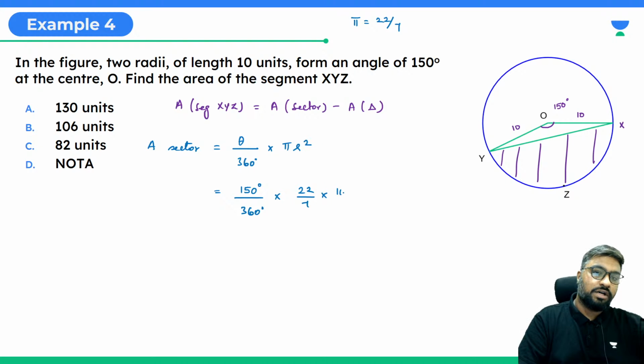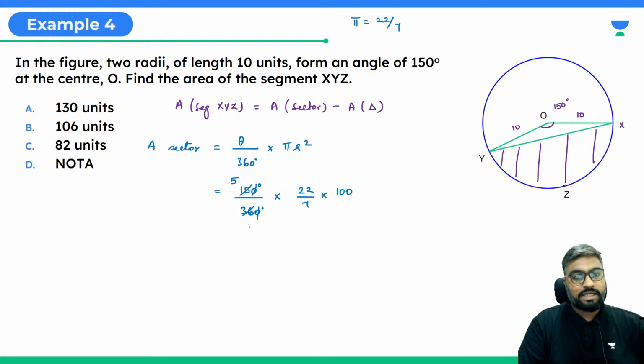R is 10, so 100. Cancel off the zeros. This is 3 5 times, this is 3 12 times, this is 4 3 times, this will be 25 times. So we will get the area of this particular sector as 5 into 22 into 25 by 21.